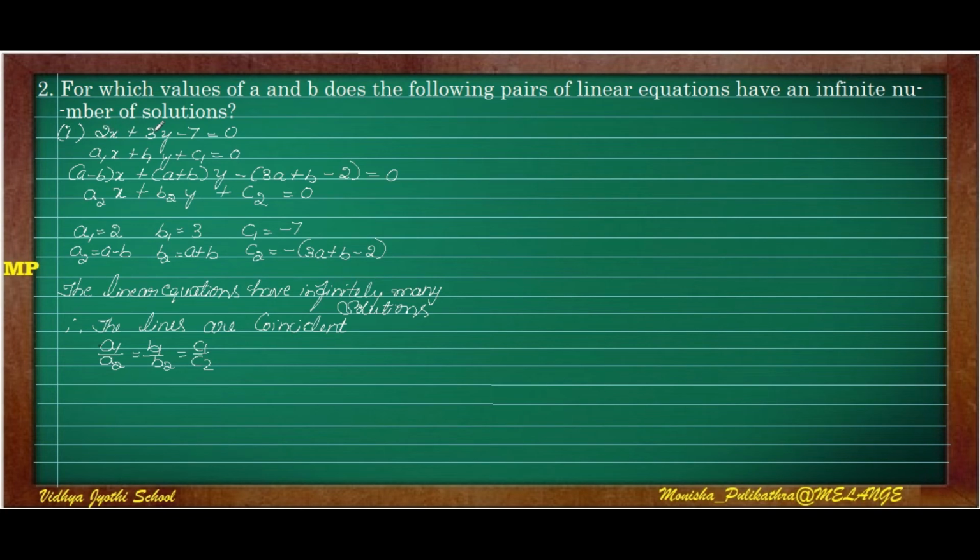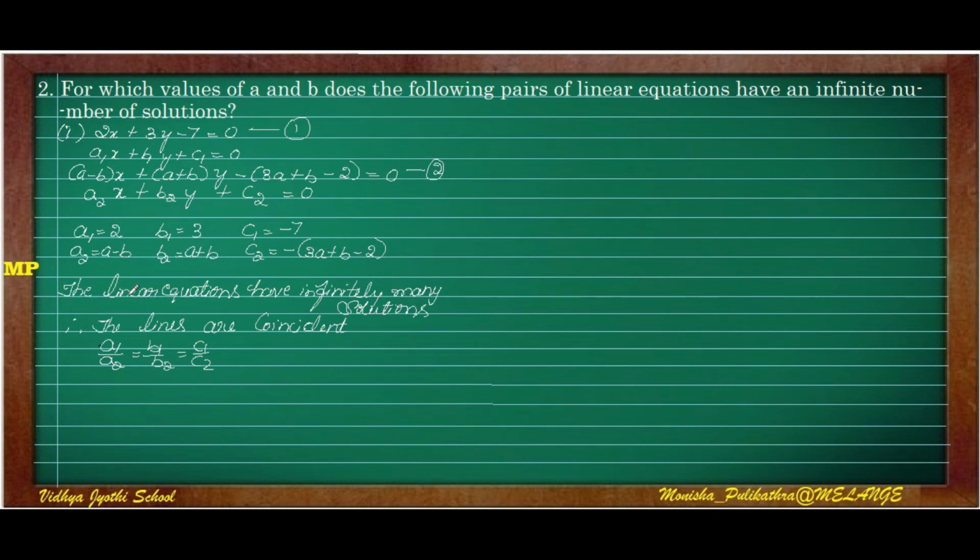Here first equation is 2x plus 3y minus 7, which is in the form of a1x plus b1y plus c1 is equal to 0. And the second equation is, so this is the first equation and this is the second equation. So the second equation is a minus b x plus a plus b y minus of 3a plus b minus 2 is equal to 0. Here a1 is 2, b1 is 3 and c1 is minus 7 and a2 is a minus b, b2 is a plus b and c2 is minus of 3a plus b minus 2.